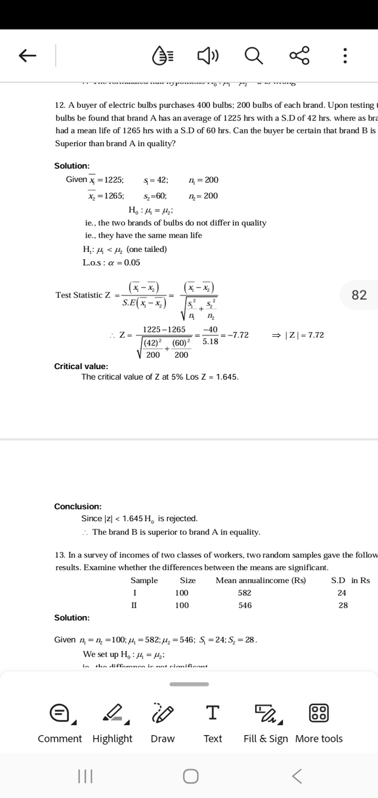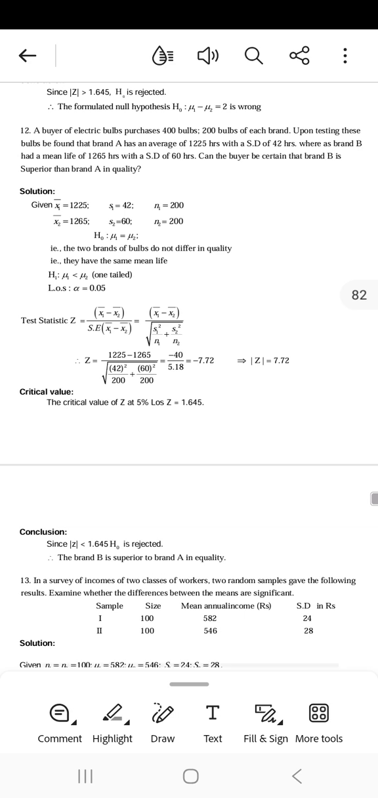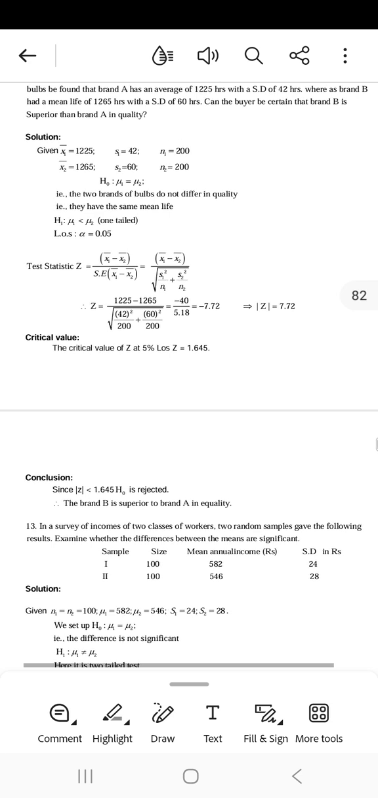Next, let us take the level of significance alpha equal to 0.05. In this given problem, alpha is not given, so by default, let us take alpha equal to 0.05. The test statistic is z equals x1 bar minus x2 bar divided by the square root of s1 square by n1 plus s2 square by n2. Substituting these values in this formula, we get z equal to minus 7.72. Let us take the absolute value, 7.72.